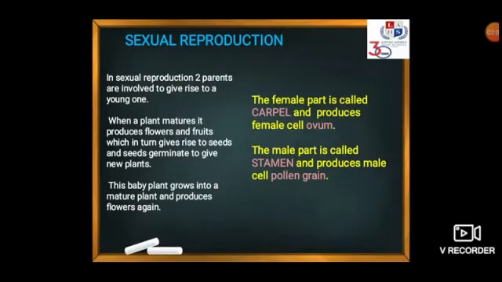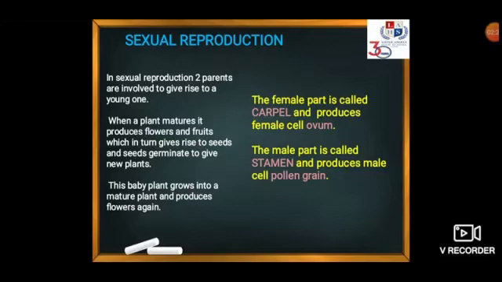Now, our next topic of discussion is sexual reproduction. In our previous video, we had discussed asexual reproduction, in which I told you that in asexual reproduction there is involvement of only one parent to give rise to a young one, and that young one is exactly identical to the parent. But in sexual reproduction there is involvement of two parents to give rise to a young one.